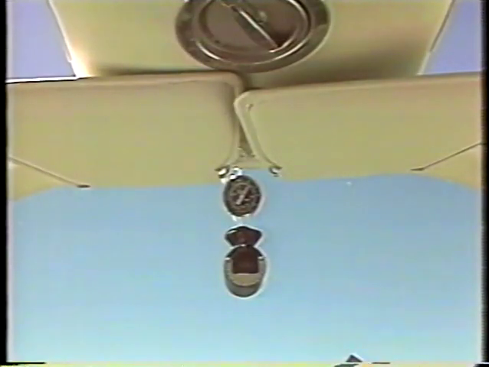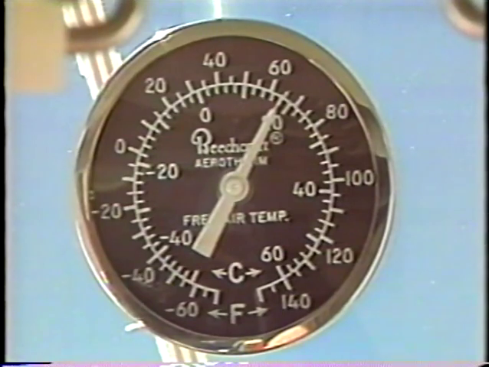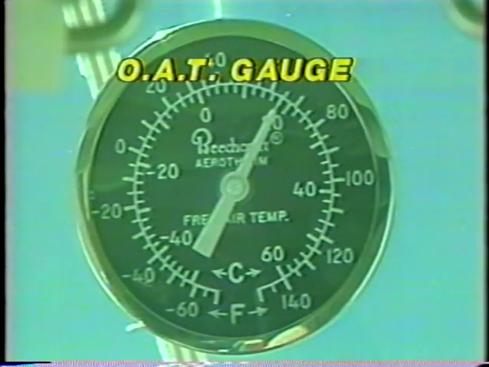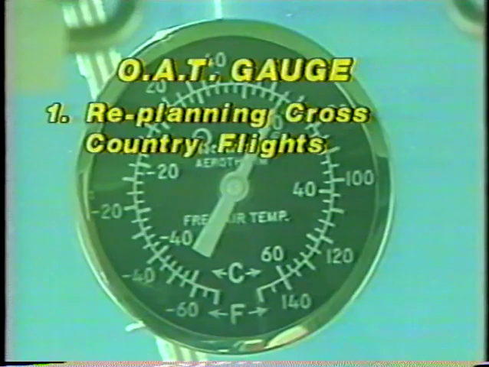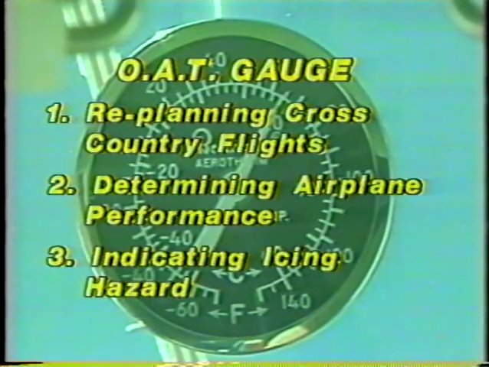The outside air temperature gauge, called OAT, is the last of the flight instruments we'll discuss. It is usually located in the windshield. It works like your home thermometer and has scales for both Fahrenheit and Celsius measurement. The outside air temperature gauge is used for replanning cross-country information in flight and determining airplane performance. It is obviously a great help for indicating temperatures when ice may be a hazard.